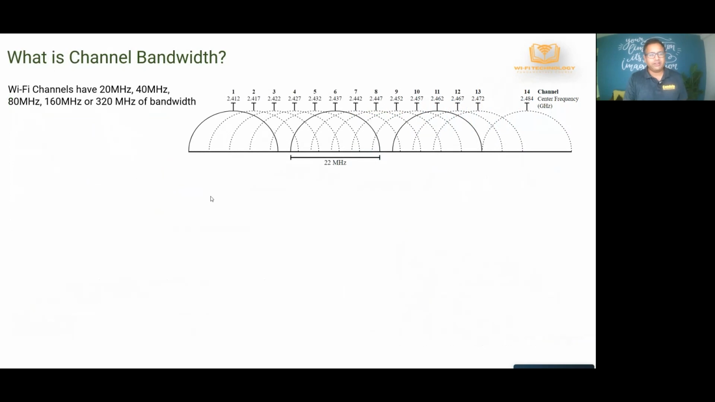And then we hear this term called channel bandwidth a lot, right? So we say the 20 megahertz channel bandwidth, 40 megahertz channel bandwidth, 160 megahertz channel bandwidth. What does the channel bandwidth actually mean? And it is also interestingly measured in hertz, right?